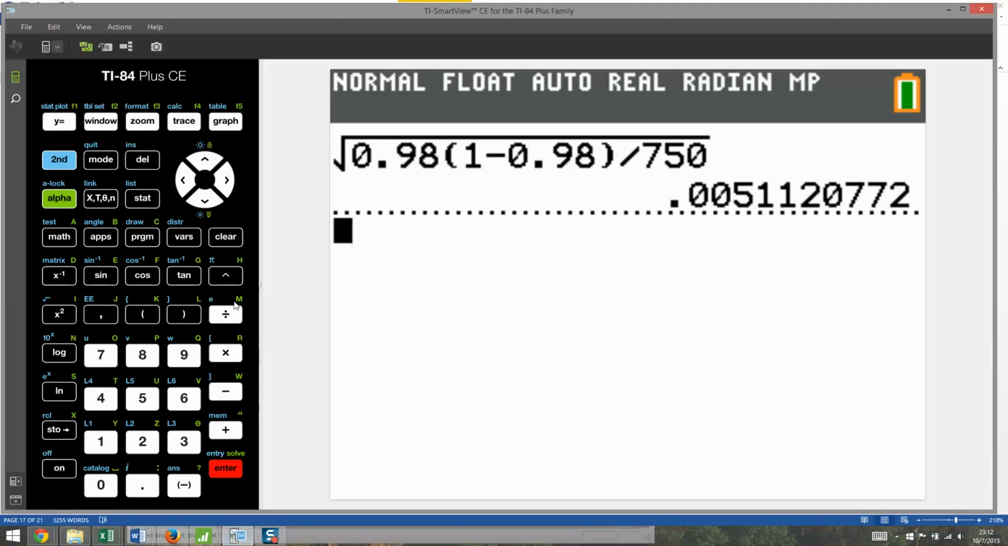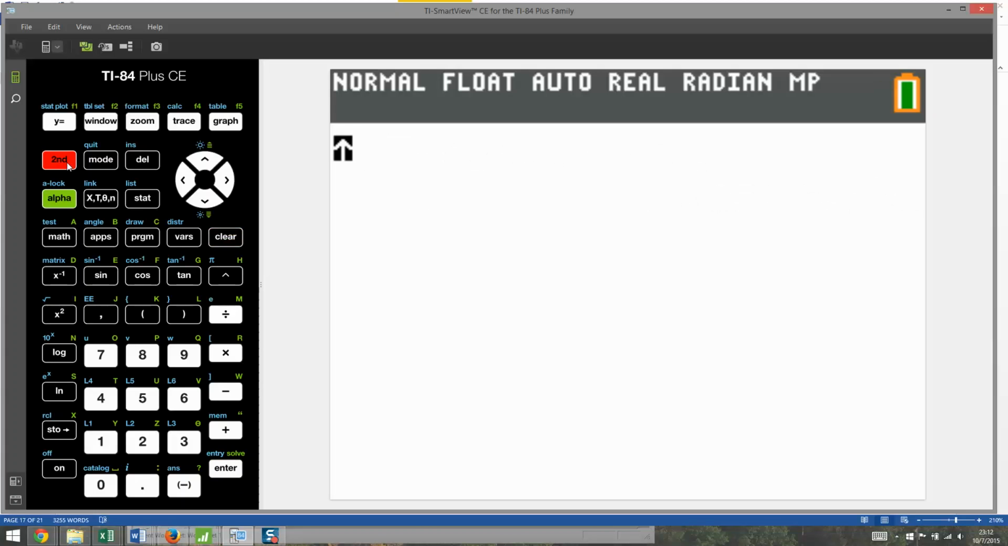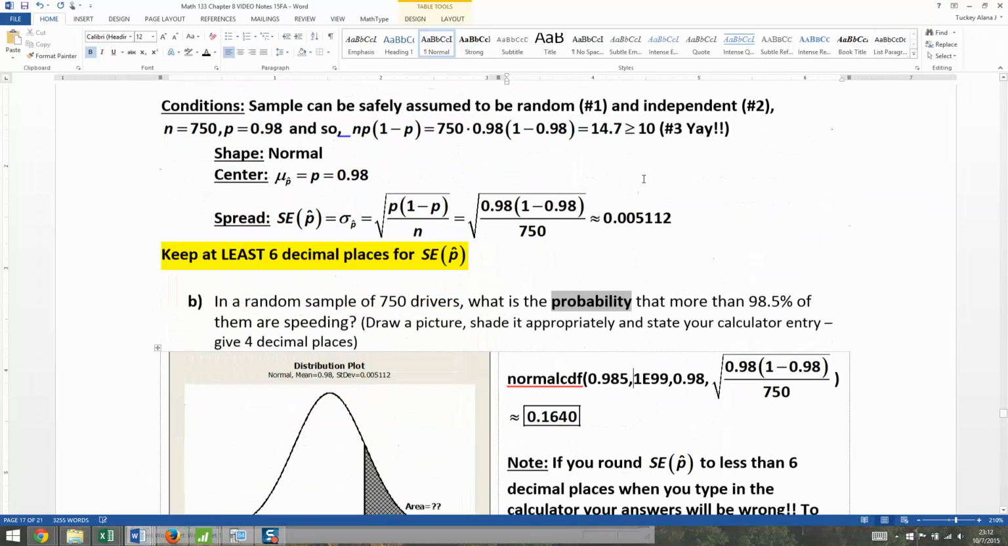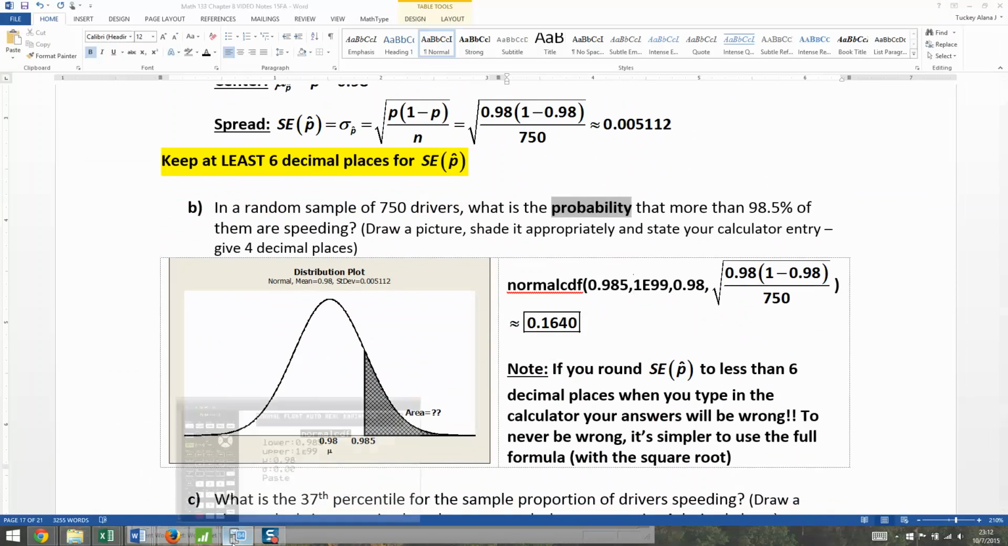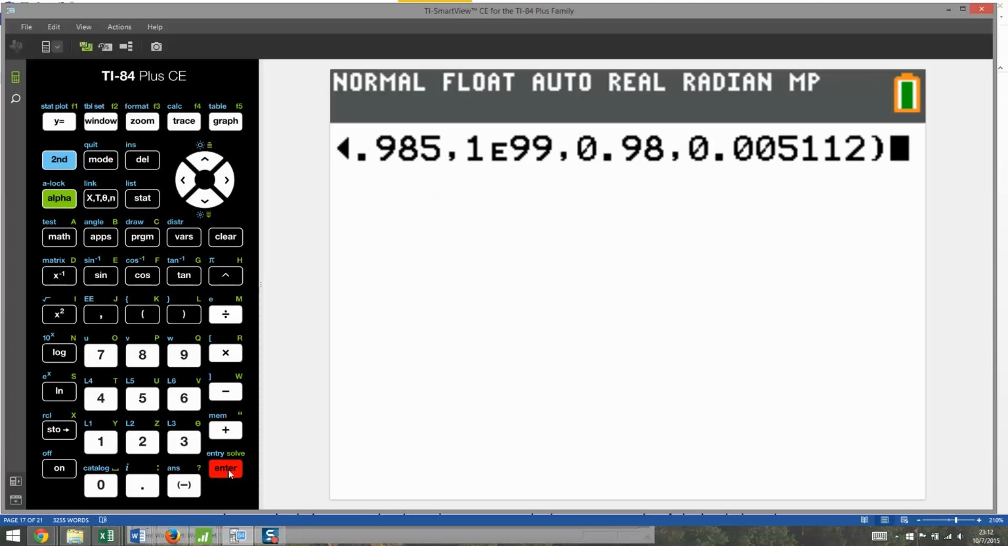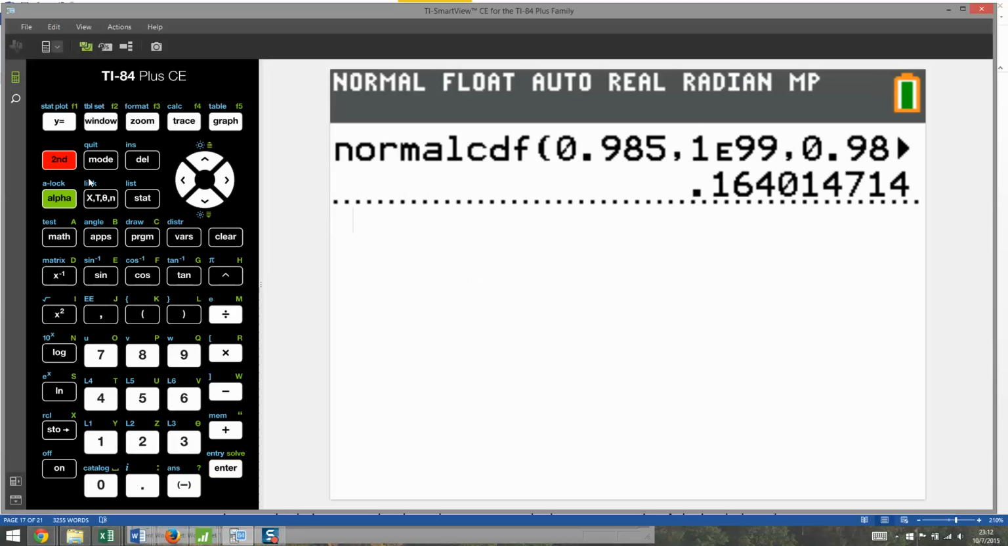Okay, so you're going to do that with normal CDF. Now here's the thing. When you use normal CDF, if I go to second distribution, number 2, normal CDF, right? Then I tell it 0.985, then 1E99, and then 0.98. Okay, now here's where it gets interesting. Now you could type 0.005112 right there. So that's an option. You go down to paste and press enter. Fine. But there's another way.